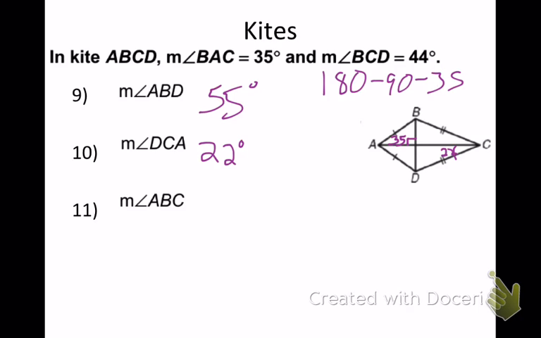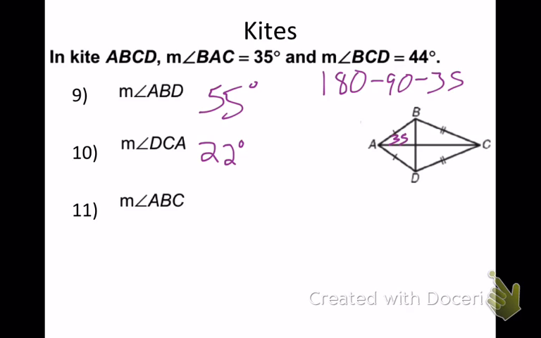All right, last one, ABC. Who thinks they got ABC? What'd you say? 110. What do you think, Ty? We're looking for ABC right here. Okay, I'll help you out. It's not an angle, but 68. Nope. Let's talk about here.